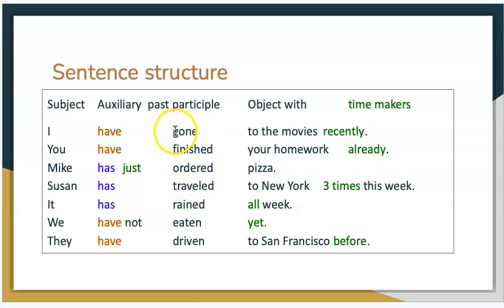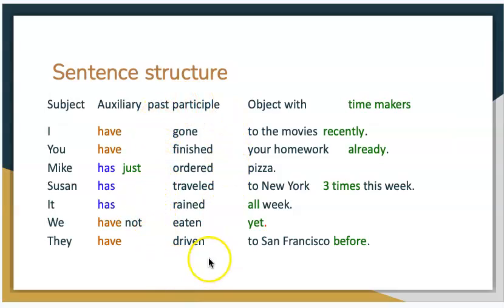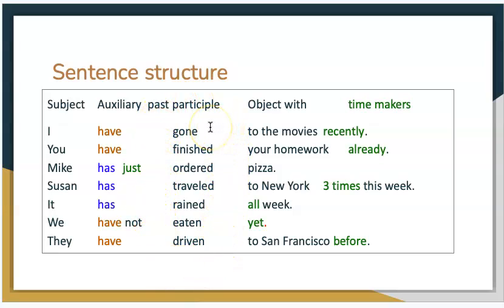Then let's go here. These are our participle actions, the past participle form of the verb. For example, gone, finished, ordered, traveled, rained, eaten, driven. You probably have practiced this before. I go, I went, I have gone.